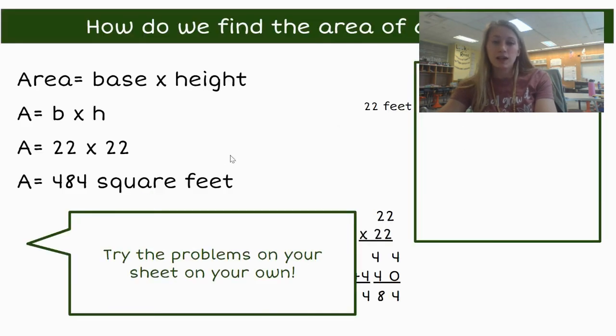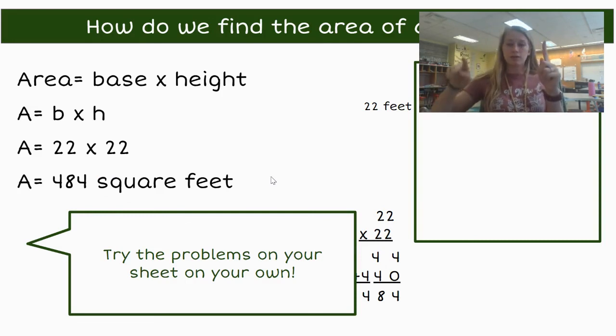Okay, nice job today. Now, just a review. Remember, perimeter is the outside, adding all the sides together, or multiplying the lengths and the widths. And finding the area, what we need to do is find the inside of the shape, meaning we multiply the base times the height. Okay, good luck today.